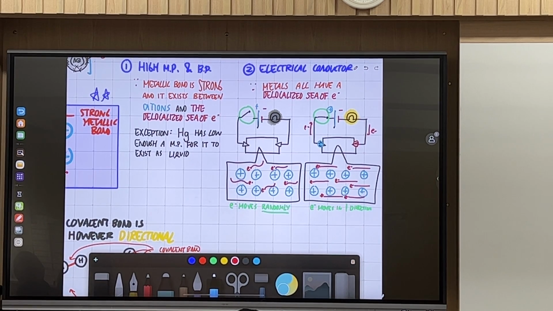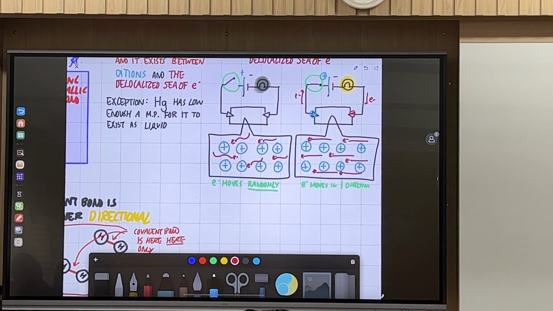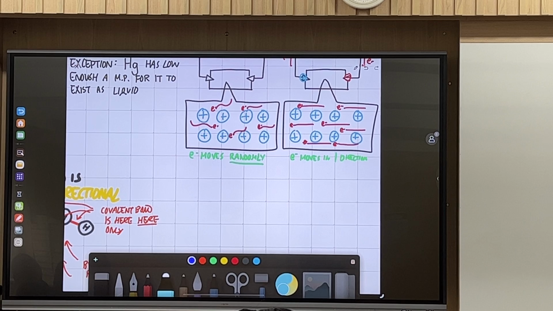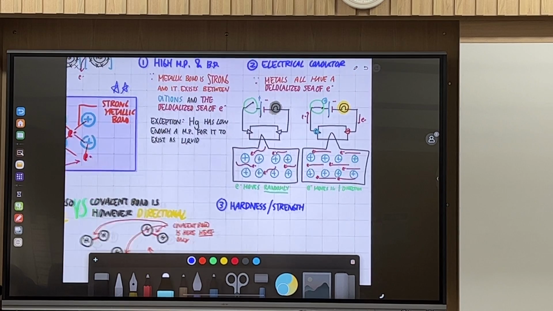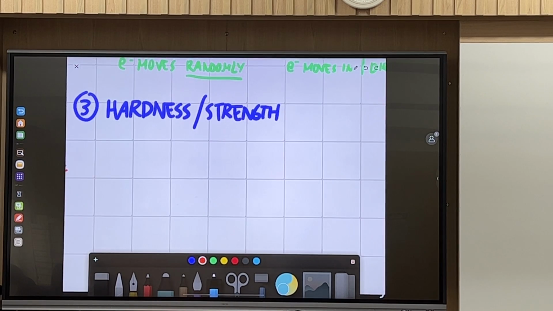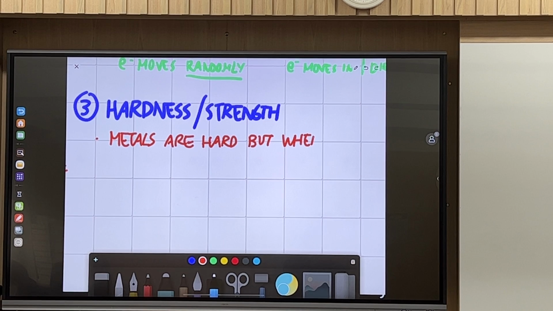And then we have hardness and strength. For metals, we use two adjectives to describe them, which I think you have heard of before: malleable and ductile. Metals are pretty strong, but they can deform easily. So we use these terms to describe metal. Metals are hard, but when a stress is applied, they deform easily.